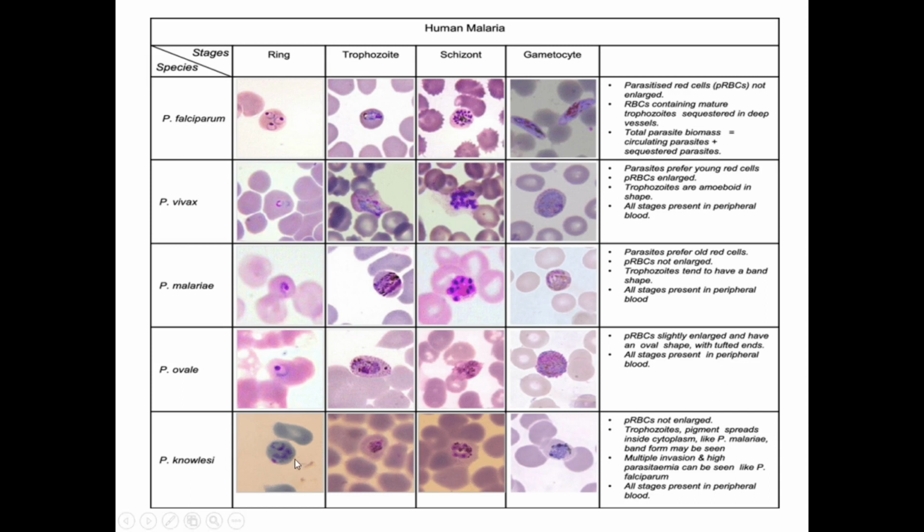In the trophozoite, the pigment may spread. You can see certain pigments which may spread inside the cytoplasm like in Plasmodium malariae. But here there's multiple invasion. For the others, a single parasite invades a single RBC, except for Plasmodium falciparum, where multiple parasites can invade a single RBC. In Plasmodium knowlesi, the other features are similar to Plasmodium malariae, but multiple parasites can invade a single RBC, and the level of parasitemia is also high. The level of parasites circulating in the blood may be high, and all stages are present in peripheral blood.